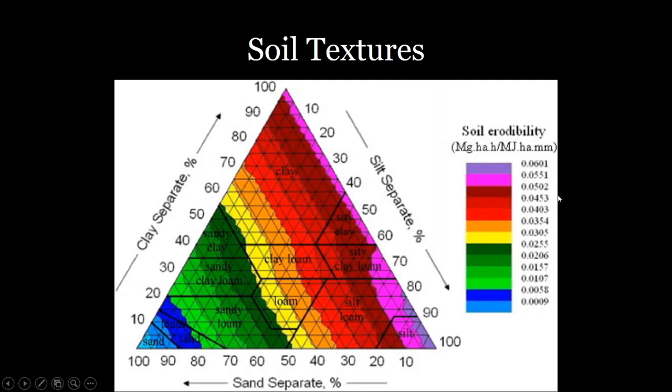So the soil texture has a big impact on the erodibility. You can see here that clay rich soils tend to have very erodible soils, whereas more sandy soils are harder to erode just because those larger particles require more energy to move.